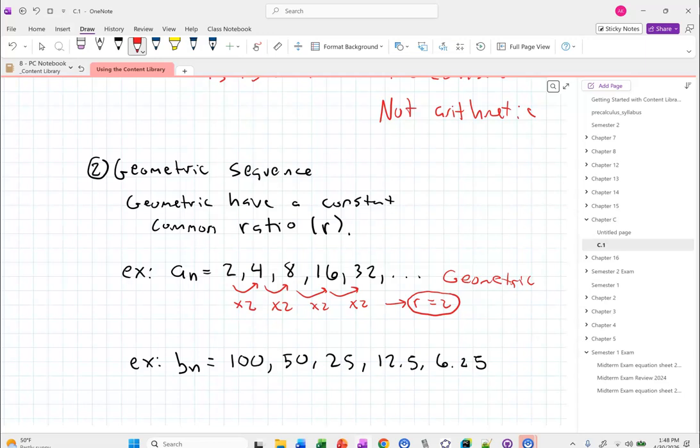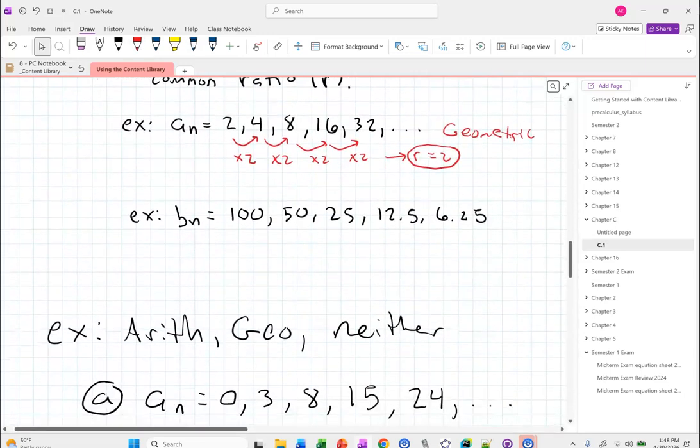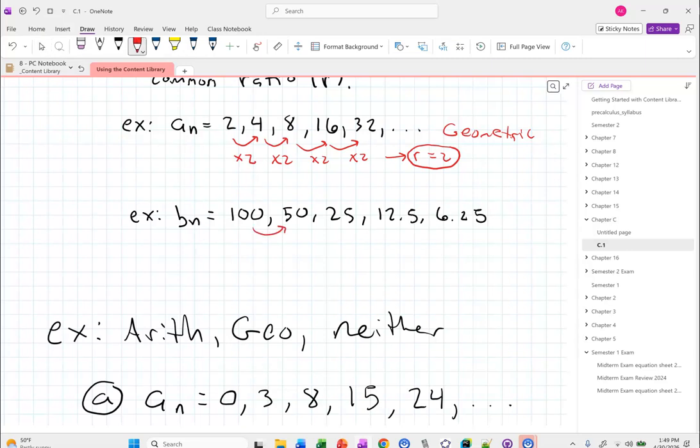Everybody's okay there? Let's look at the sequence 100, 50, 25, 12.5, 6.25. What's the pattern that's going on here? What do you guys see? Dividing by 2. Is that arithmetic or geometric or neither? It's geometric. Why, if we're dividing, is it geometric? Can I write division as a multiplication problem? Yes. What is dividing by 2 the same as? Times 1/2. Multiplying by a half.